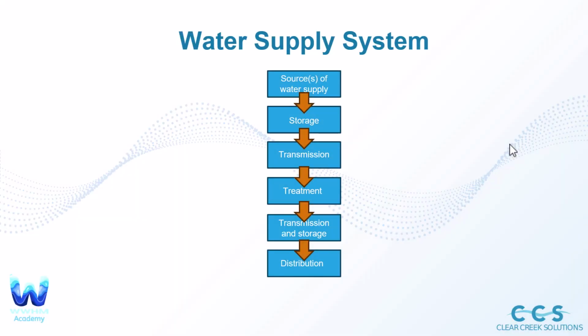So you can see this table here. We have the source of water supply to the storage, transmission, and treatment. And there's some intermediary play between some of these systems here. Then finally to the transmission and storage, and then finally distributed back to the system.